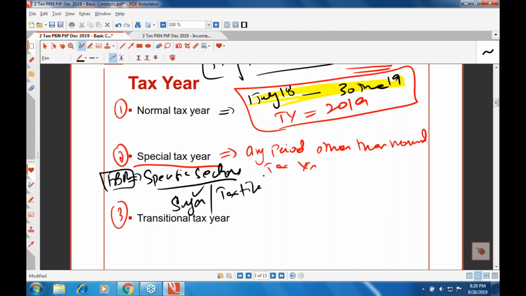So usually what happens is the FBR prescribes a tax year for specific sectors. Yes, banking, we also have a separate tax year. Depending upon the various sectors, we have these various tax years for them. Now, let's move a bit further. But any company can have a different tax year.